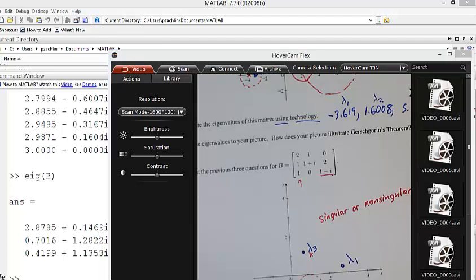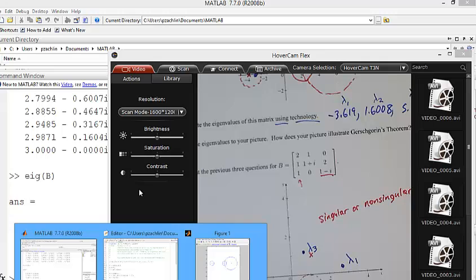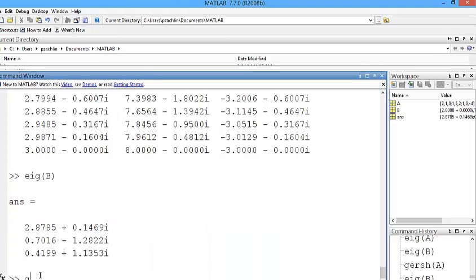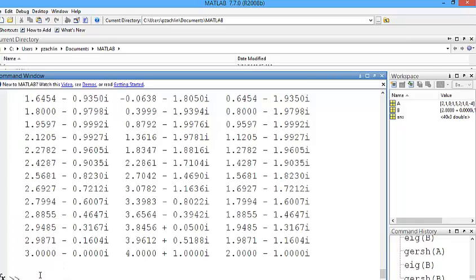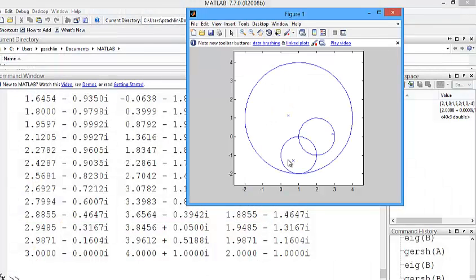Let me finish up. I didn't do the Gershgorin disks for B. I want to do that. You guys have those, and let's see what the picture looks like. Is this what you guys got? Something like this? So that one disk is really big compared to the others, and it actually contains the others. So what we would know is that the eigenvalues of this matrix are contained in here.